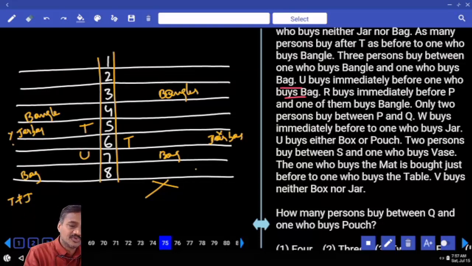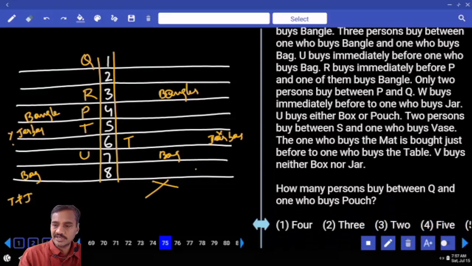R is immediately before this P, one of them buys bangle, which means R cannot be bangle, P must be here and R must be here. R is immediately before P and one of them buys bangle. Only 2 persons between P and Q. 1, 2, Q must be at the first place, isn't it? And backside is not possible.